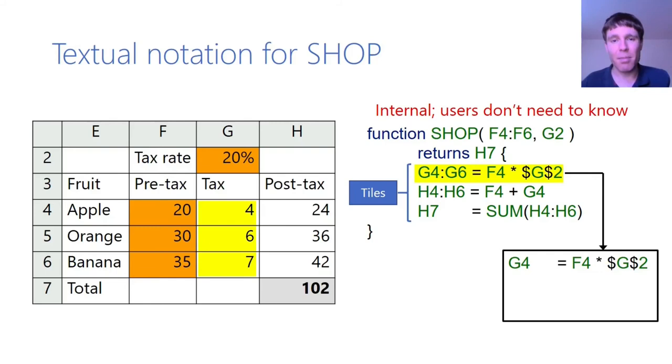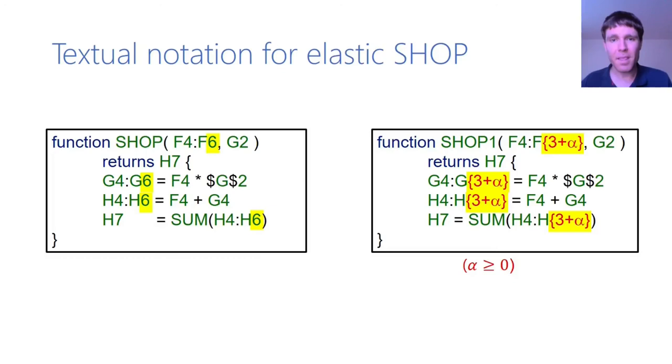We can now write the elastic SDF that we want in this notation by introducing a length variable alpha that can take any non-negative integer value. Of course, if we set alpha to 3, we get the original shop back. We'll call this elastic SDF shop1 for reference in this talk, though the user would invoke it using the original name shop.